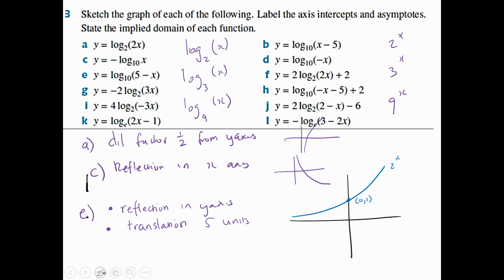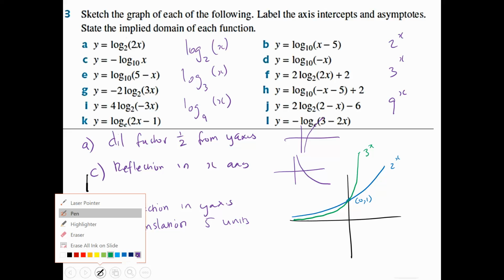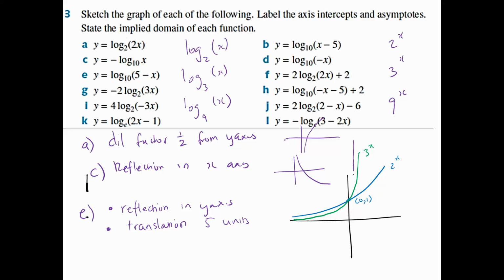So I'll do in green 3 to the x. So there we go. This is 3 to the x. It looks like that. Then what about 9 to the x then? Even more. Okay, so I'll do it in purple now. So you can see that it will go even further up and further down. And this is 9 to the x.